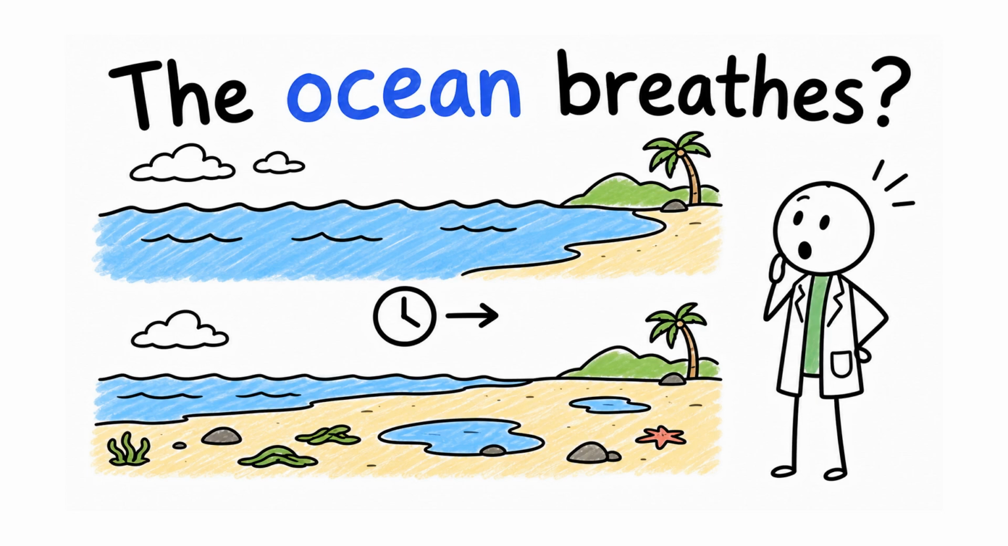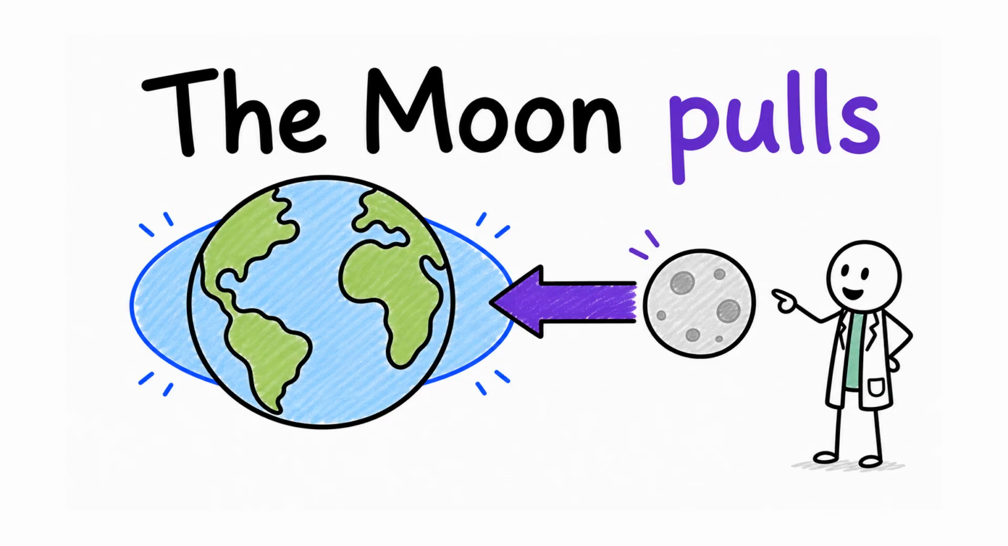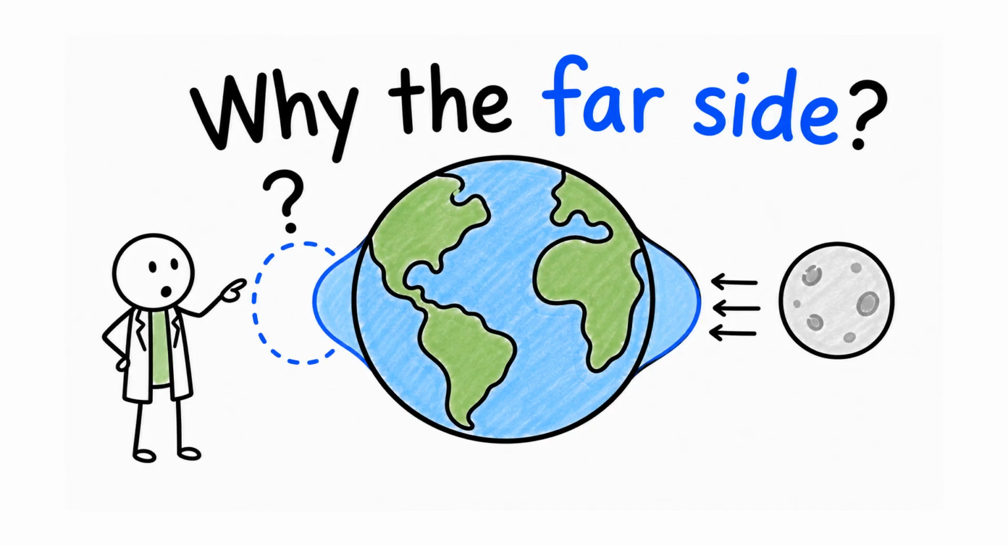Stand on a beach at high tide. Wait a few hours, and the ocean seems to breathe out. Then it comes back again, often twice in one day, as if the whole sea is on a schedule. The usual answer is the moon pulls on the ocean. That answer is true, but it is also where the weird question begins.